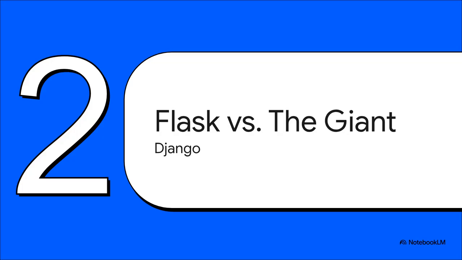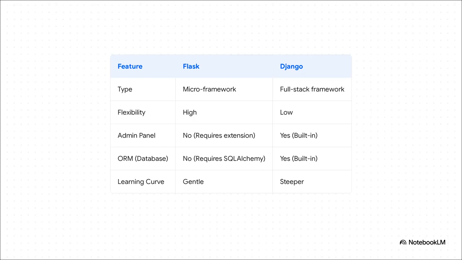Okay, so we've set the stage. We know what Flask is all about. Now let's put it head-to-head with the undisputed giant of the Python web world, Django. This is the classic matchup, right? Flexibility versus the all-in-one powerhouse. This table really lays out all the trade-offs.